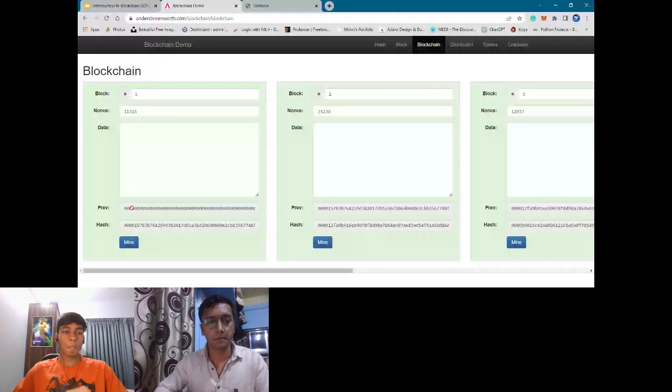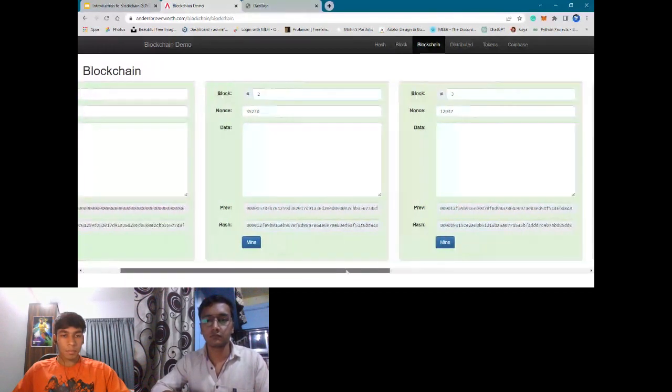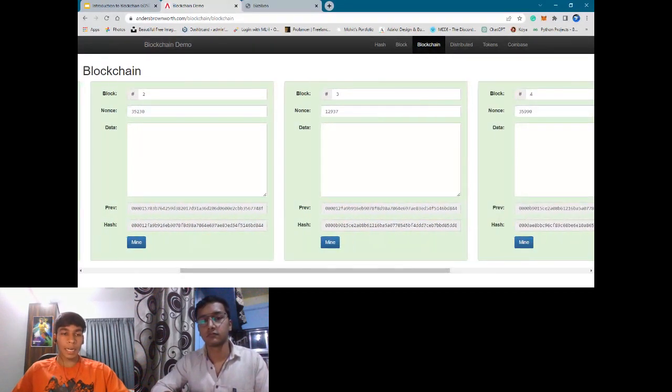So that's all. We have our previous hash, nonce, and our block, and all these blocks are connected. As you can see, they are all connected with the previous hash, and each block is connected with the next block. All these succeeding blocks are connected to each other.